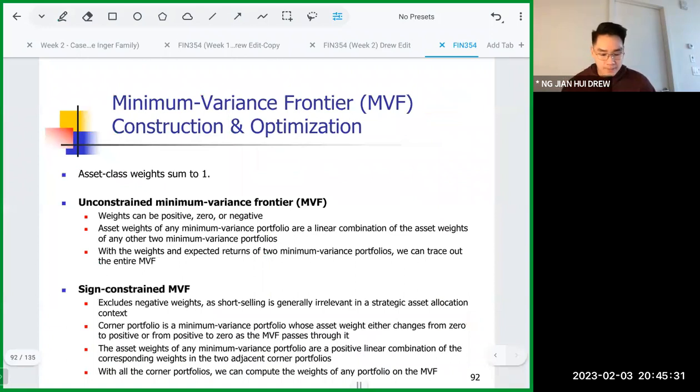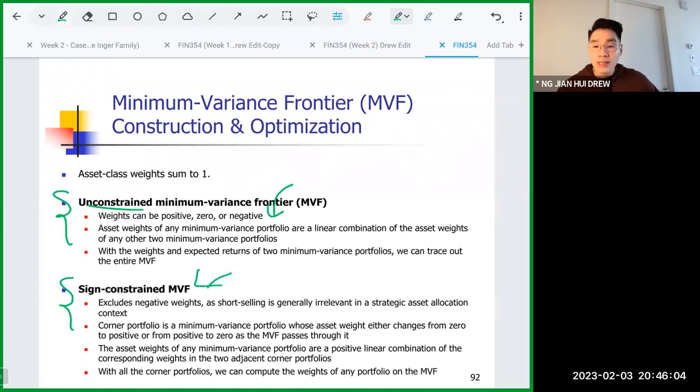All right. So what does this mean variance frontier approach? We have two kinds of mean variance frontier: unconstrained and sign constraint. You see a lot of words here, it's one big chunk of things. It's very simple. In layman terms, an unconstrained frontier means that your weight can be negative, zero, positive, whatever, we don't care. You can have any kind of weight. Now, a sign constraint simply means that you do not want any short selling.